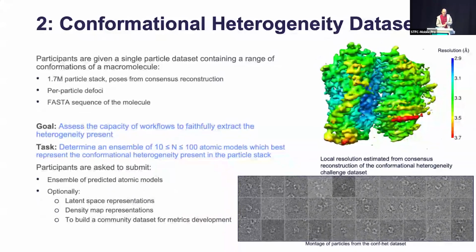For the conformational heterogeneity dataset, we provide you with a particle stack of 1.7 million particles, along with the poses from a consensus reconstruction and the FASTA sequence of this molecule. So the task that we're setting here is we want participants to determine an ensemble of between 10 and 100 different atomic models, which optimally represents the heterogeneity present in this dataset. So we will assess the predicted ensemble against the ground truth ensemble by how accurate it is, how similar the local flexibility of the 2 ensembles are, and on what proportion of the entire conformational change predicted ensembles are able to recover.